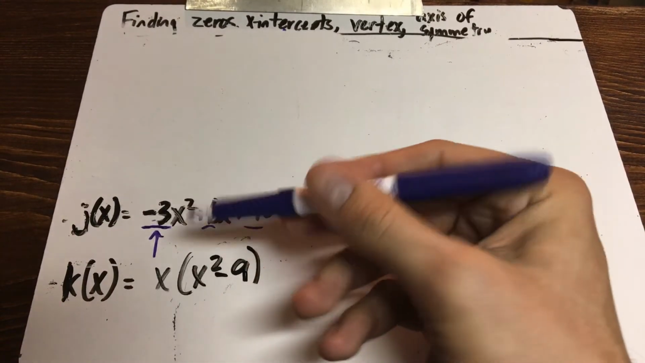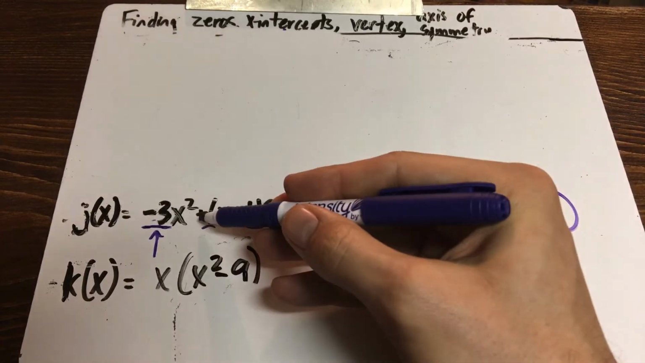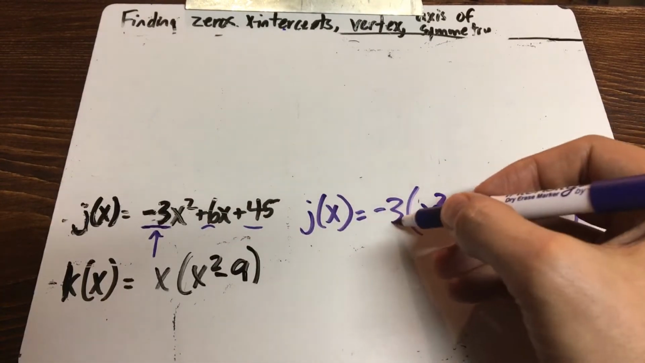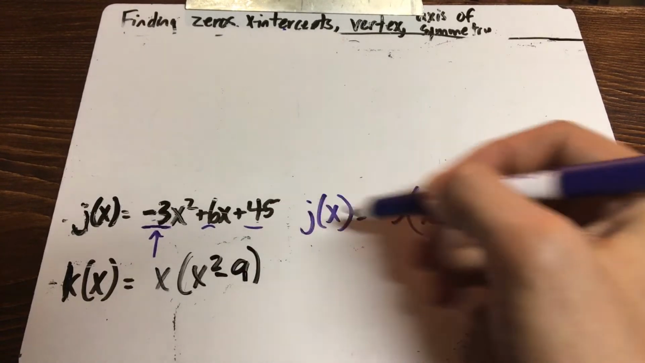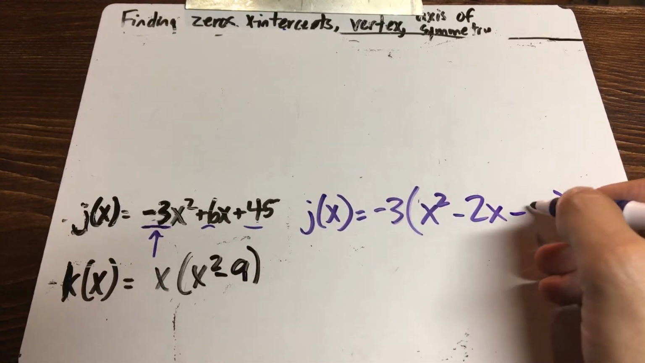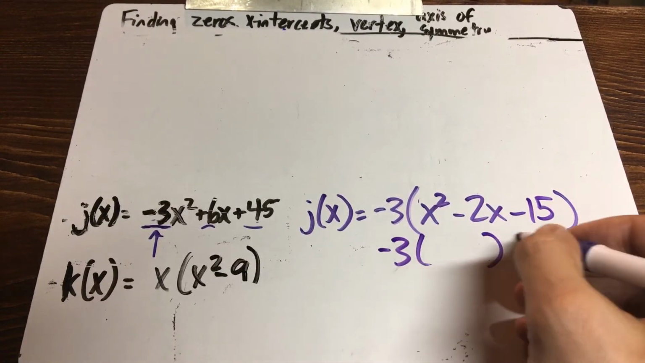So negative 3x squared divided by negative 3 is just going to be x squared, or 1x squared. Positive 6x divided by negative 3 is going to be minus 2x. And then 45 divided by negative 3 is negative 15. And so I can actually break this down a little bit, can't I?